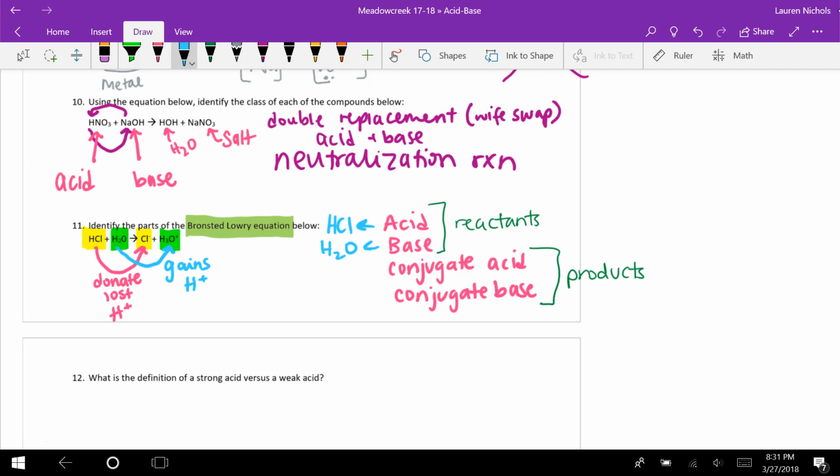Now, the partners, you have to look at it in reverse. If we look at how Cl- could become HCl, it would have to gain a hydrogen in order to do that. And so that means Cl- is our conjugate base. Notice our acid is partnered with our conjugate base. They're opposites of each other.